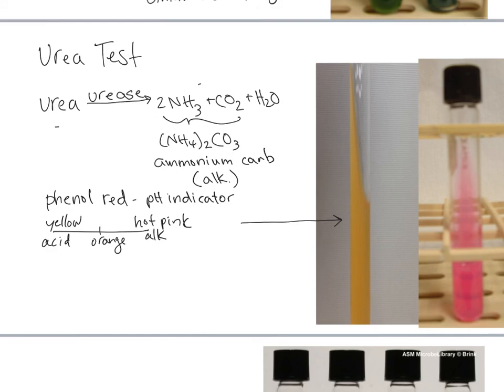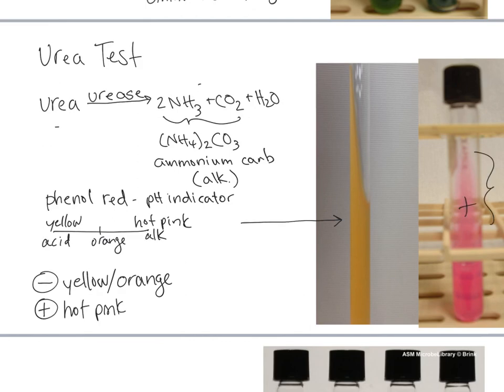No other reagents to add. For a negative urea test, we're looking for a yellow or orange change. So it might change a little bit yellowish, or it may not change at all from that kind of tangerine orange color it was when you first inoculated it. And a positive urea test is going to be a hot pink color change over here. So it may just be the slant that turns hot pink, or it may be the whole thing if you've got an organism that really makes a lot of urease.